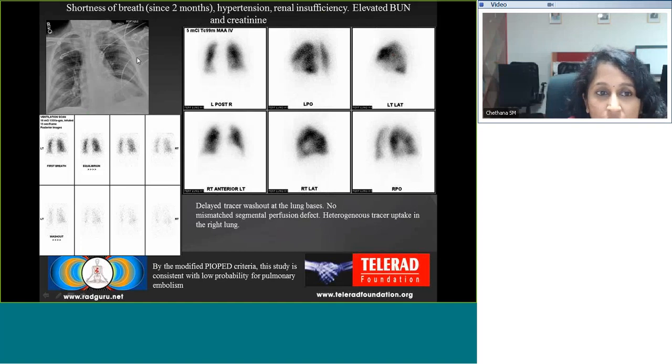Chest radiograph doesn't demonstrate any abnormality, and ventilation images make out that there is delayed tracer washout at the lung bases. However, there are no mismatched segmental perfusion defects on the perfusion scan, but there is some heterogeneous tracer uptake. So considering the heterogeneous delayed tracer washout and heterogeneous tracer uptake, the study is consistent with low probability for pulmonary embolism by modified PIOPED criteria.